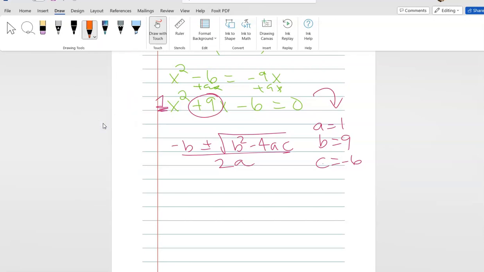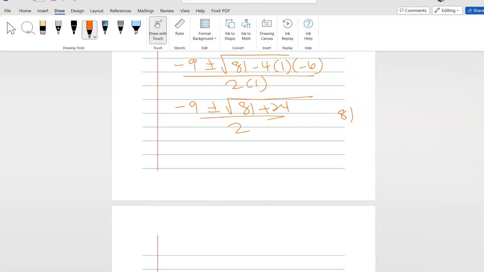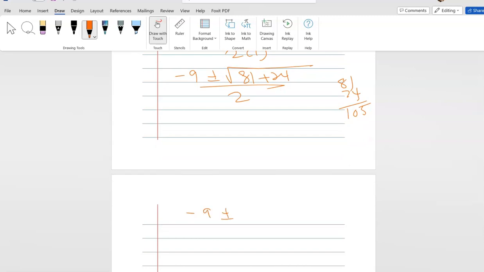Now I'm going to plug these in. So I have negative 9 plus or minus the square root of b squared, so that's 81, minus 4ac, all over 2a. So negative 9 plus or minus the square root of 81 plus 24, over 2. 81 plus 24 is 105. So right now I'm at negative 9 plus or minus the square root of 105 over 2.